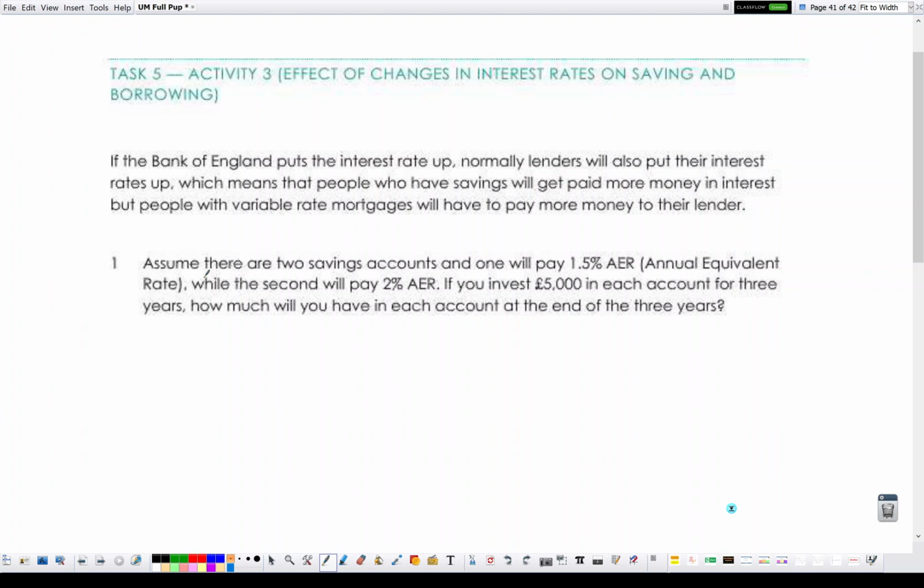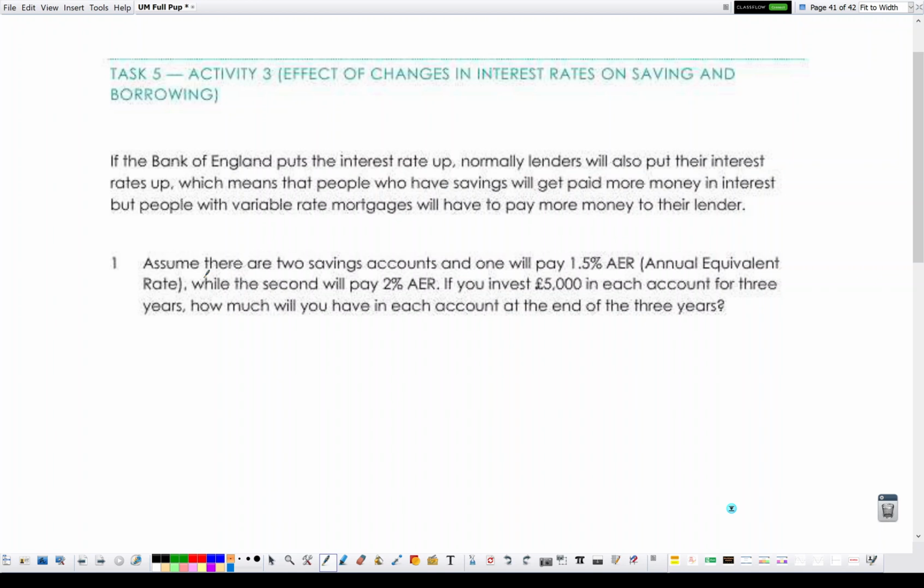Okay, which means that's good if you have savings in the bank because you get paid more money in interest. But if you're borrowing money, like people that have, say, variable rate mortgages, or people that have credit cards, which is the vast majority of people, it means that you would then have to pay more back. So we're going to have a look at how the interest rates affect savings and borrowings in this.